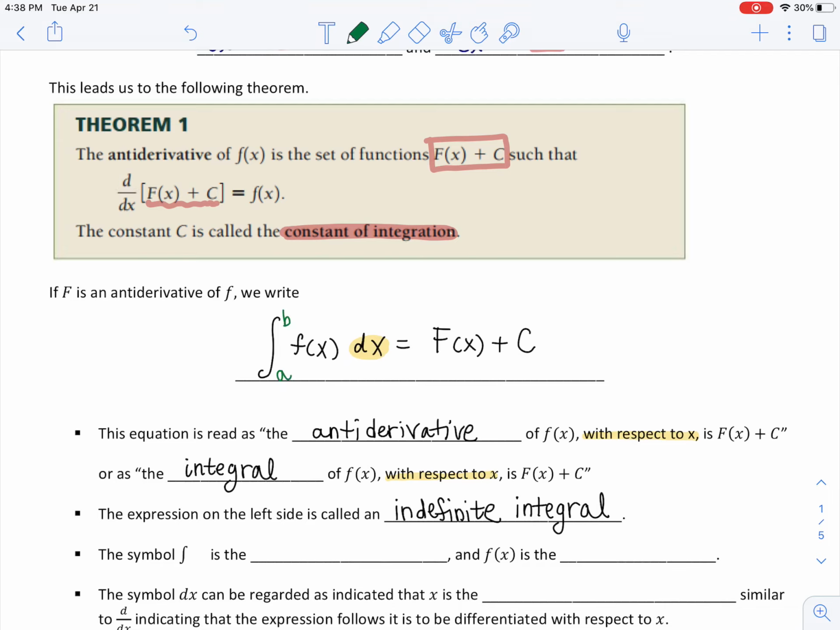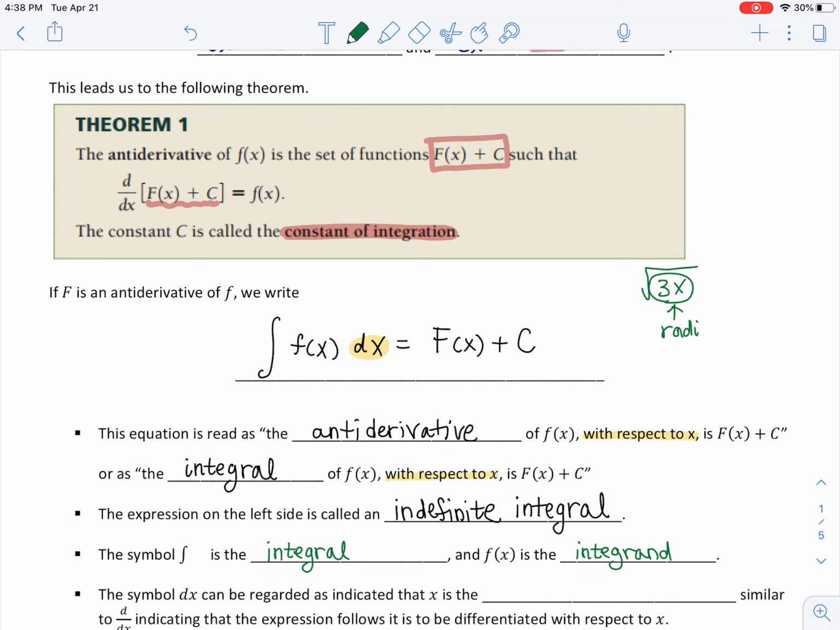Indefinite integral. Now, for right now, we don't have any limits, like, take a look. What we're going to have later is a number on the bottom and a number on top telling us to go from what number to what number. If you have that, we're going to call it a definite integral. But for right now, we don't have any of those. So if you just have that symbol, that's going to be an indefinite integral. And that symbol is the integral symbol.